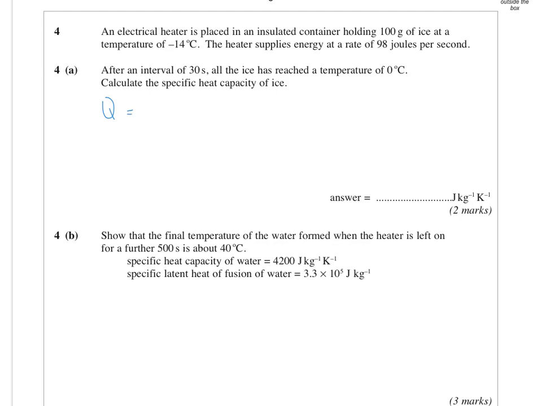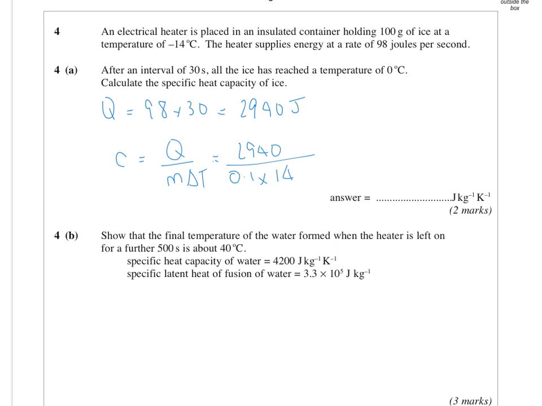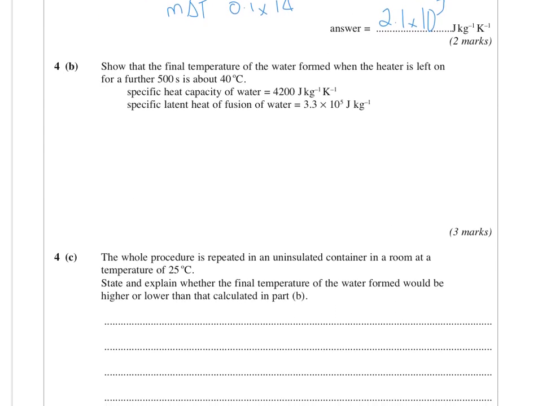So the energy delivered is going to be 98 times 30, total energy of 2940 joules. The specific heat capacity is Q over M delta T, which is 2940, which is Q, divided by 0.1 kilograms times 14, which is the change in temperature. So that comes out at 2.1 times 10 to the 3 joules per kilogram per Kelvin.